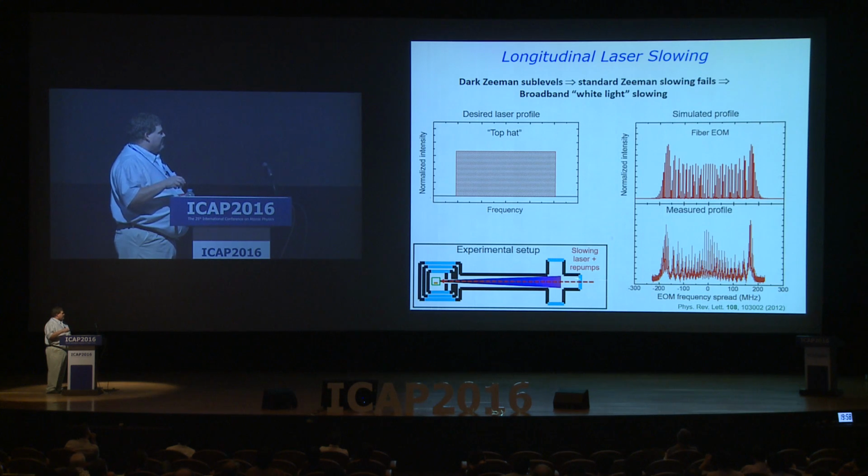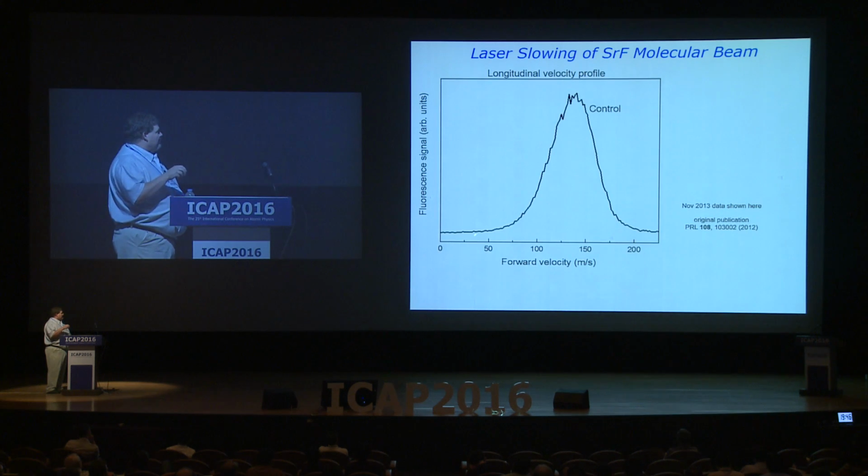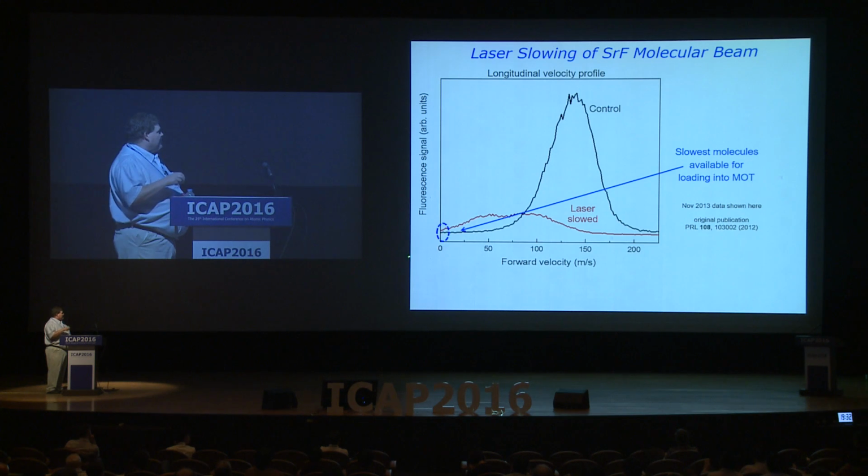Nevertheless, this does work. We take our molecular beam and push on it with counter-propagating laser beams, this time with one cycling laser and two repumping lasers. And here's typical data. This is the longitudinal velocity distribution from our cryogenic beam. You can see it's peaked around 120 meters per second. And when we apply laser slowing, we clearly see an excess of slow molecules. And for us, the most interesting thing here was the excess of molecules at extremely low velocities, below the level where you can imagine capturing into a MOT.